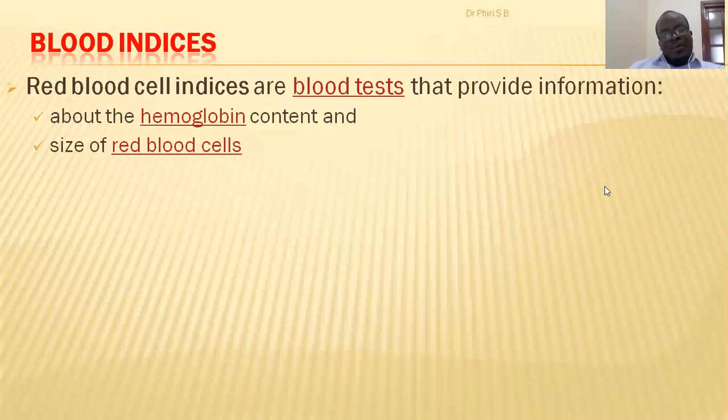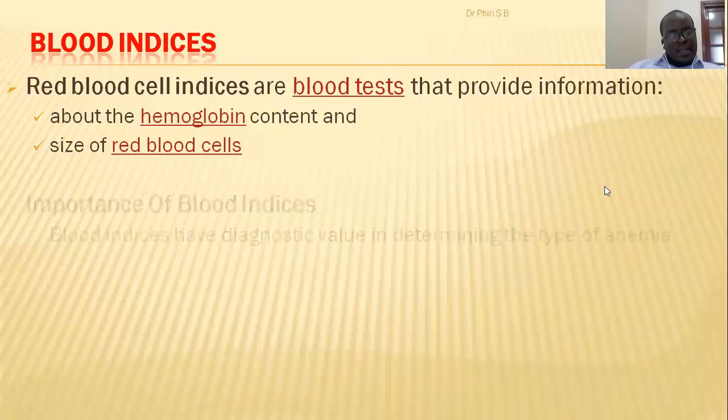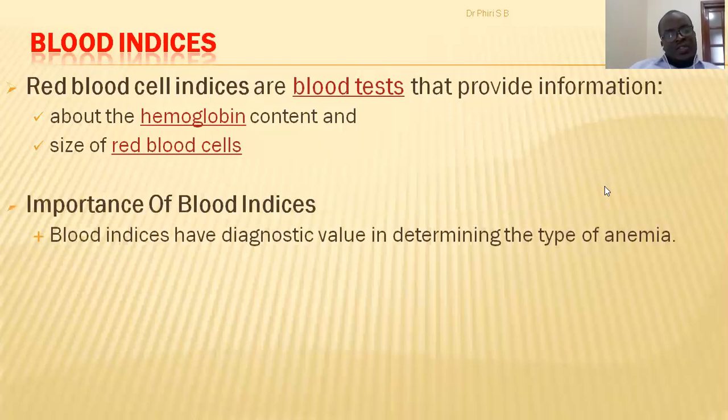So hypochromic microcytic anemia. You're able to come up with the definitive diagnosis for anemia so that you know which type of anemia is affecting this patient. So you can use the indices. That brings us to the importance of blood indices. The blood indices have diagnostic value in determining the type of anemia, like I said. By looking at the blood indices, you'll be able to tell what type of anemia.